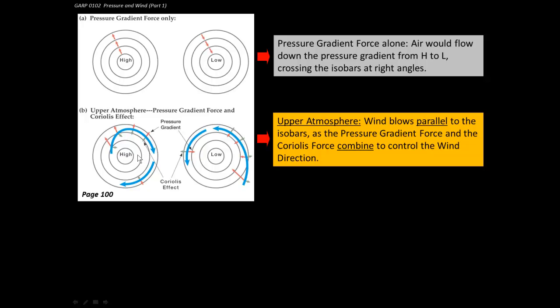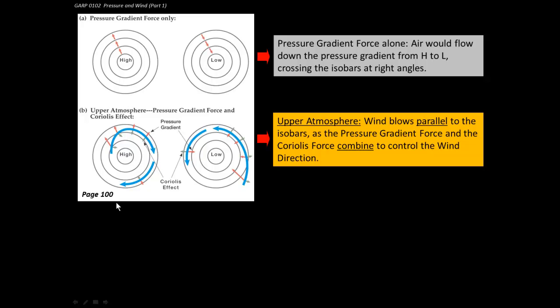It's being deflected to the right in the northern hemisphere, to the left in the southern hemisphere. And if you combine the pressure gradient force and the Coriolis force, winds end up blowing parallel to the isobars. And that's exactly what happens in the upper atmosphere. If you go up above about 5,000 feet, winds always blow parallel to the isobars, because the pressure gradient force combines with the Coriolis force.